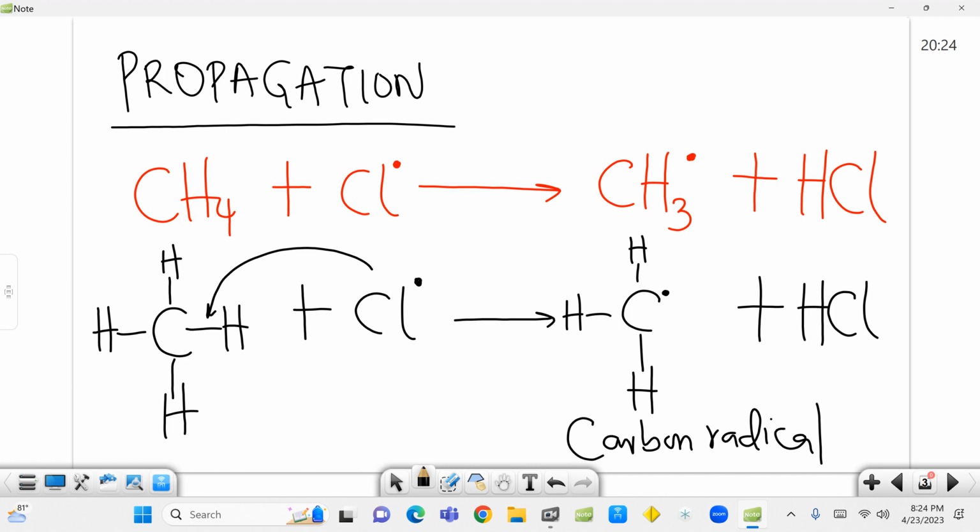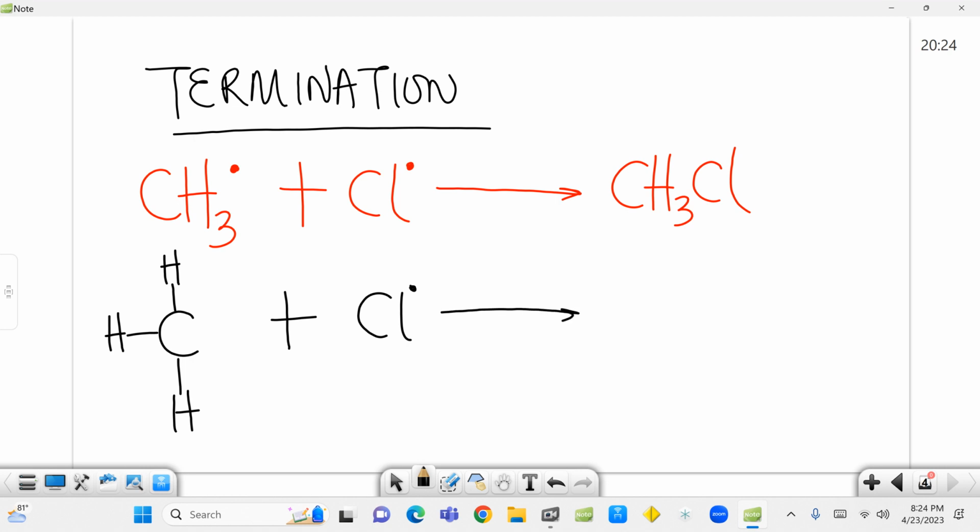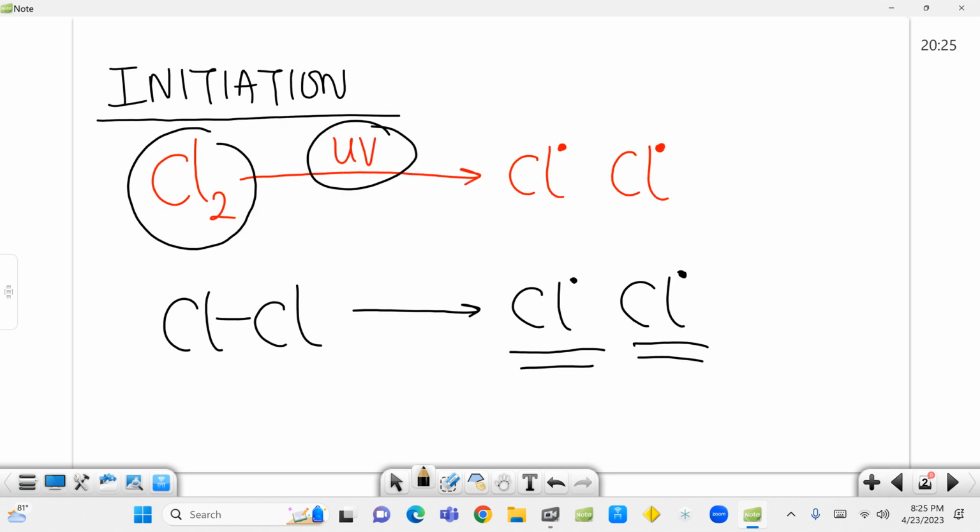The last stage for this is called the termination stage. In the termination stage, our carbon radical now combines with a chlorine radical to form chloromethane. So look at this. This is the carbon radical combining with this, and we're forming chloromethane.